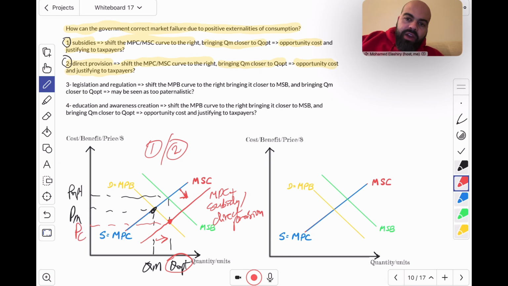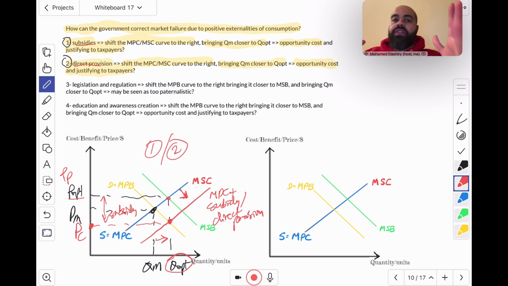This is the price here that the consumers pay, but P opt becomes the price that the producers receive because of the subsidy. If it's direct provision, that leads to a lower price for consumers, but there's no higher price for producers. Okay? So the difference between PC and P opt is only in the case of there being a subsidy. But if it's direct provision, it will just lead to a lower price for consumers, but no higher price for producers. Okay, so again, subsidies and direct provision will increase the supply and thus shift the MPC curve to the right, bringing QM closer to Q opt.